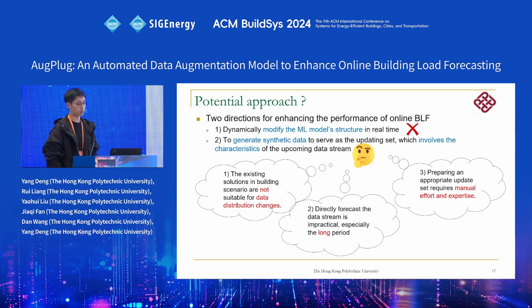Intuitively, the second one is more promising in our scenario, but there are still some challenges. First, while most data generation approaches in building energy can enhance data diversity to help train the model, they are not suitable for the data distribution change scenario. Second, directly forecasting the dynamics of the building data is impractical, especially since the interval between two updates can be a very long period. Moreover, since there is no standardization to quantify the characteristics of the building data, preparing a suitable updating set requires manual effort.